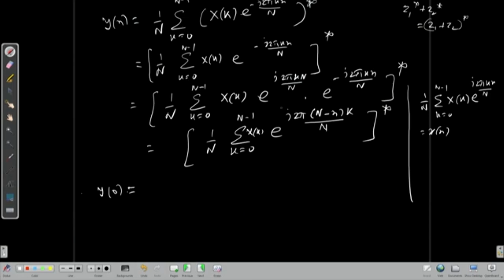This turns out to be 1 if small n is 0, because e to the power j 2 pi capital N into k by capital N is 1. So I get nothing but x of 0. So this is x of 0 with a star outside, so x star 0 for n equal to 0, and for n from 1 up to the last point N minus 1, it is nothing but y n is equal to x star of capital N minus small n.